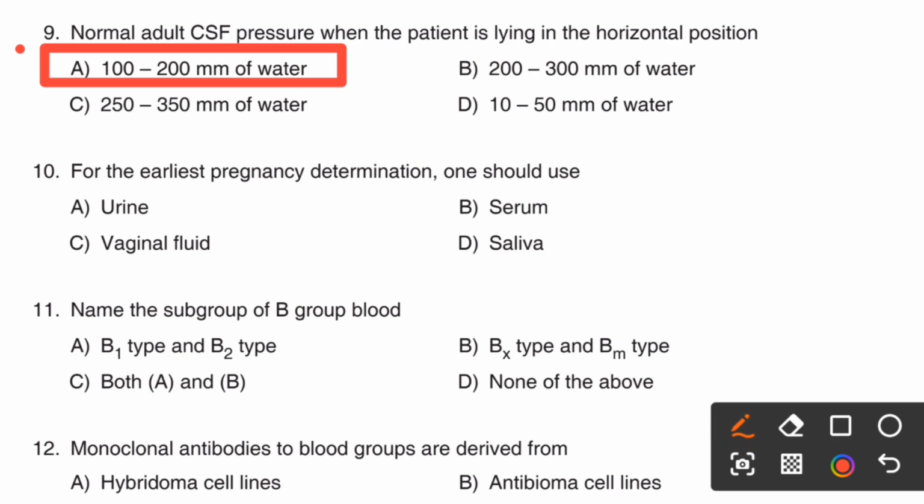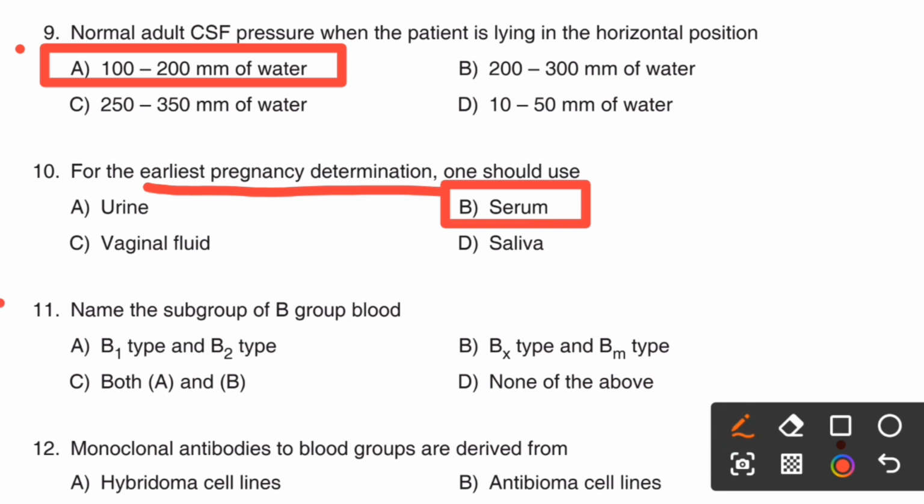Next one. For the earliest pregnancy determination, one should use option A, urine. Option B, serum. Option C, vaginal fluid. Option D, saliva. The right answer is option D, serum. The earliest pregnancy determination is possible with serum.